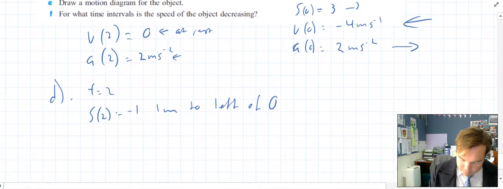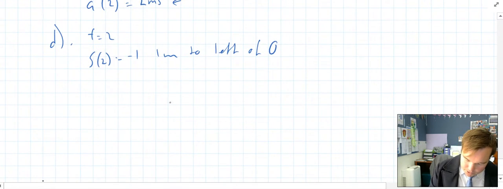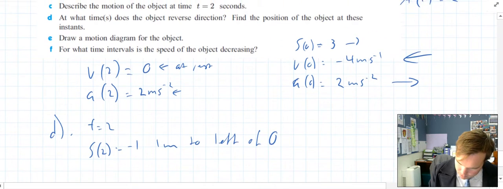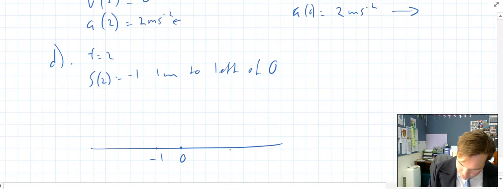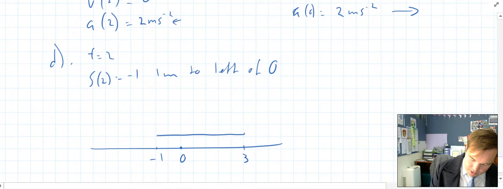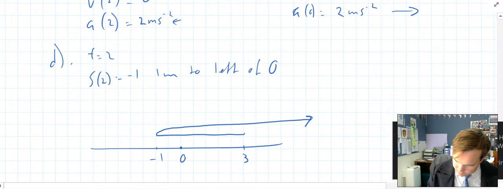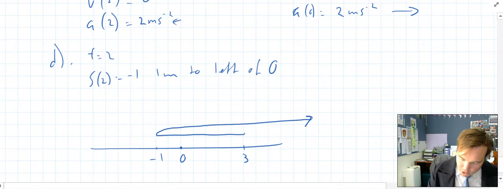Draw a motion diagram for the object. Alright, motion diagram. 0, minus 1, 3. What happens is it starts here, goes there, turns around and comes back. Note, the object isn't actually moving off the path, but to indicate it's gone to the left and the right, we tend to line the paths on top of each other.